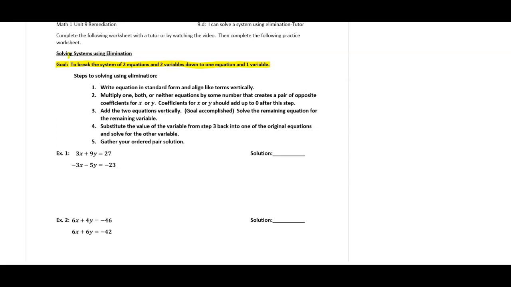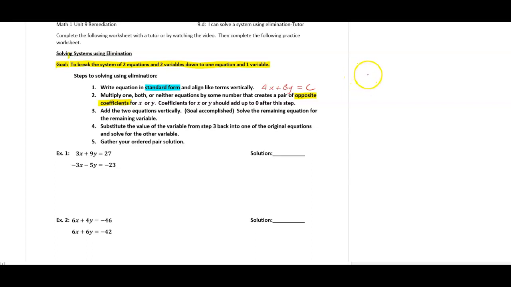Okay, so now, the first step in solving using elimination is to write each equation in standard form and align like terms vertically. When we say standard form, we're talking ax plus by equals c form. Now the second step is to multiply one, both, or maybe neither equation by some number that creates a pair of opposite coefficients for x or y. So when we talk about these opposite coefficients, I either need one of two things to happen.